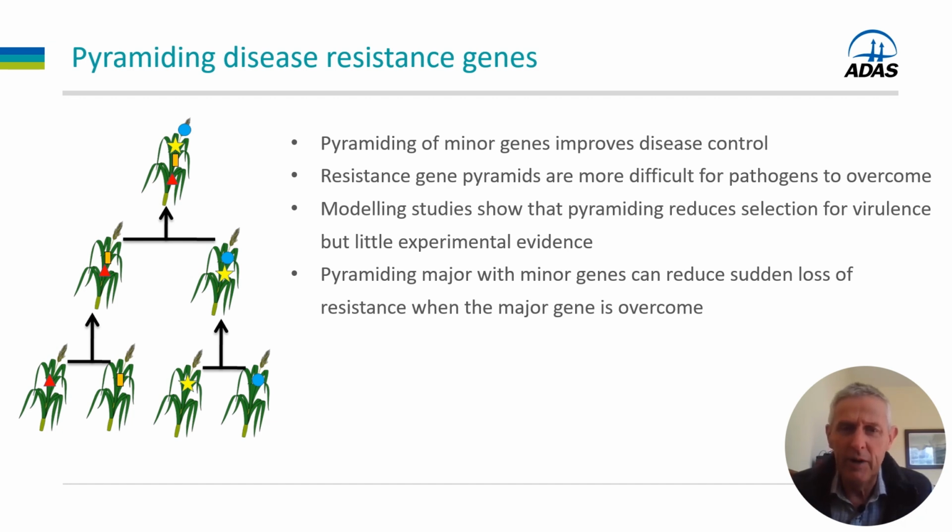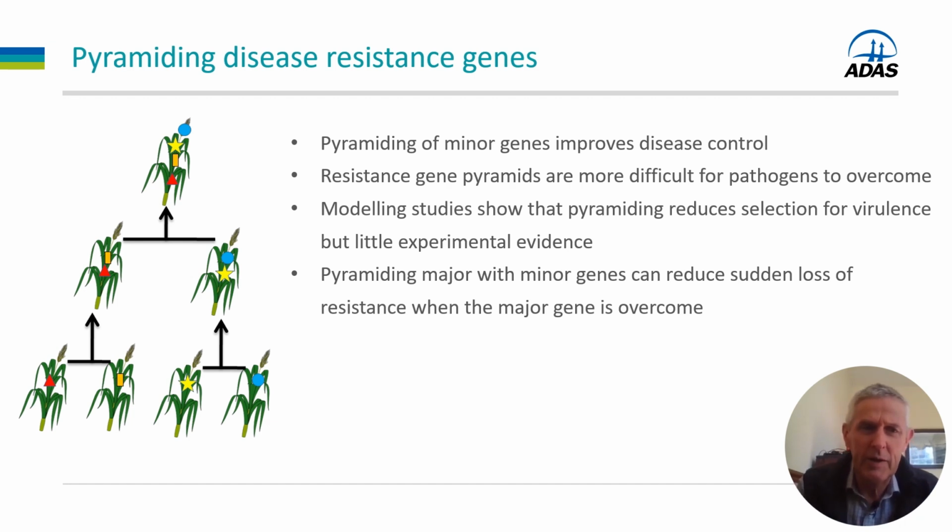And the final advantage of pyramiding is that if we combine major and minor genes into a variety, if the major gene breaks due to a virulent variety, we don't get a sudden catastrophic drop to extreme susceptibility, because the minor genes are still effective and helping to limit disease.